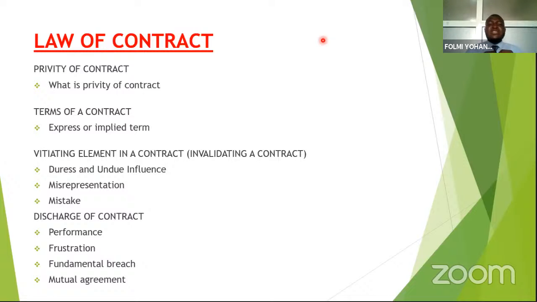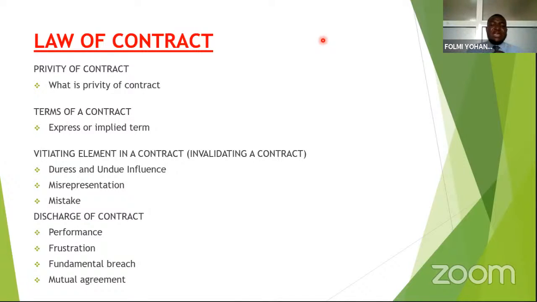Let's say the person is to supply an iPhone for you, then he supplies HTC. Based on your agreement, it is an iPhone, not an HTC phone. So based on that, the contract is totally flawed. There is a breach. So as a result, that contract is said to be discharged because the other party has been in breach of the contract.